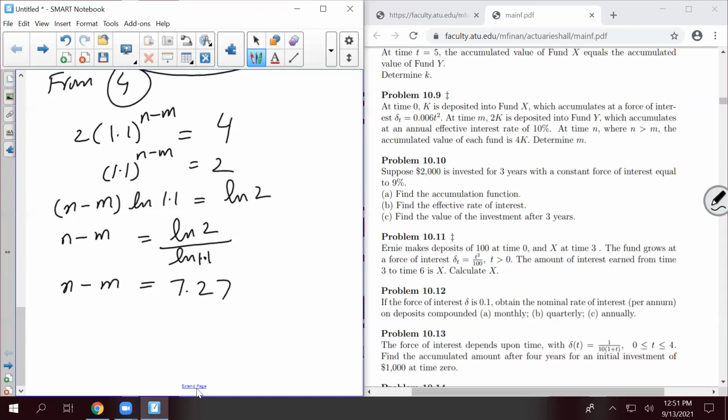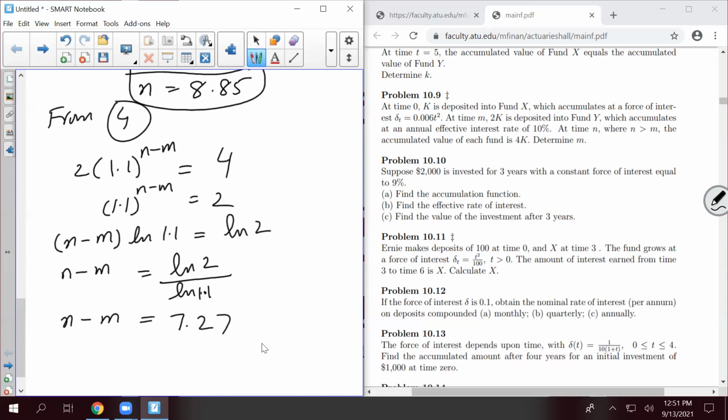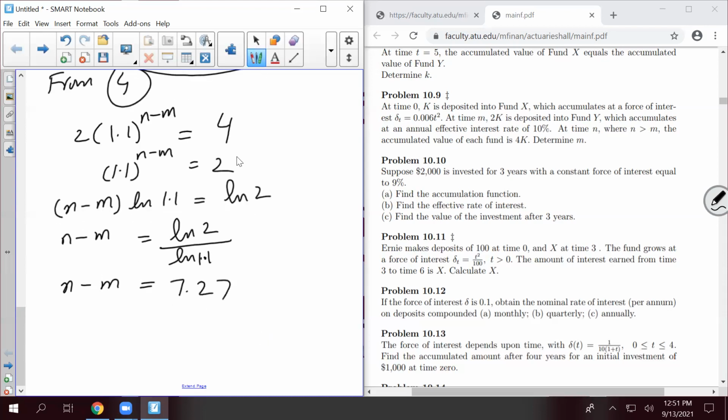Okay, and we already have the n. N is 8.85. So substitute that, because remember the goal is to find m. So m would be 8.85 minus 7.27, which is equal to 1.58. Okay, that's what it is at the back. 1.58. Yeah. Okay, good problem here. It looked as if everything is letters, but somehow we got a number.